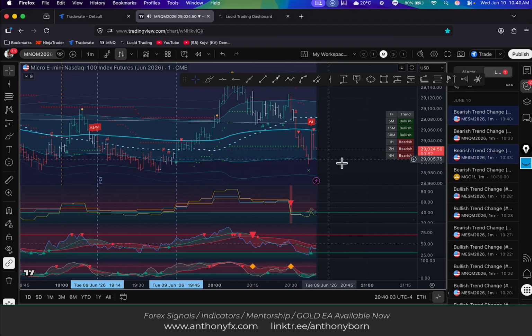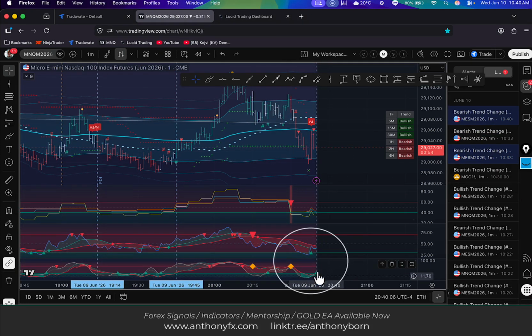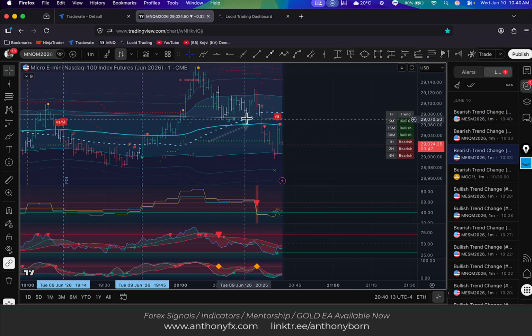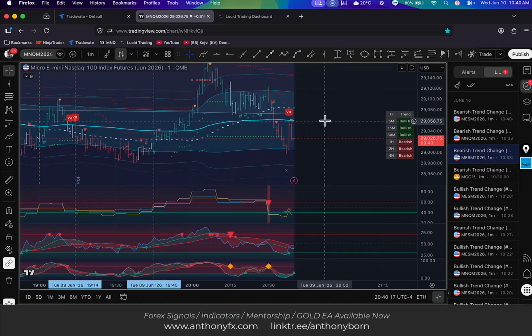There's another short here. No, these are green under here, don't touch it. Just wait for the setup. And also I want to see it cross over that blue dotted line. So at the moment, yeah, that could continue down. Just let it go because you don't have all the confluence.